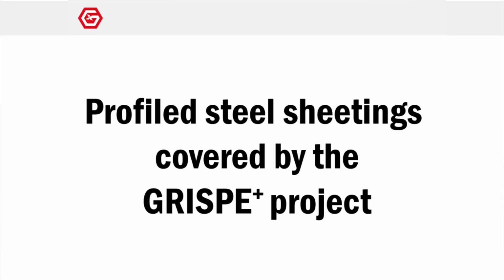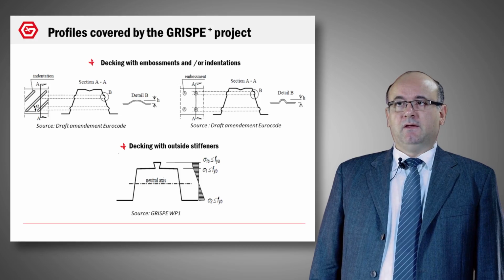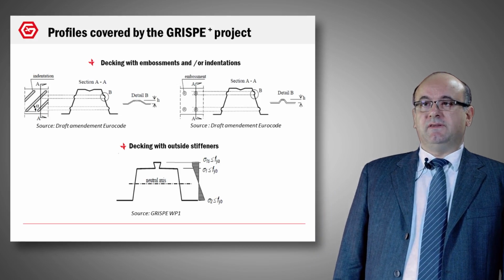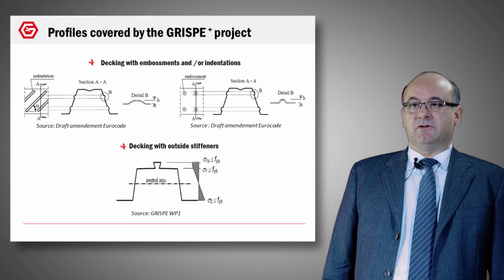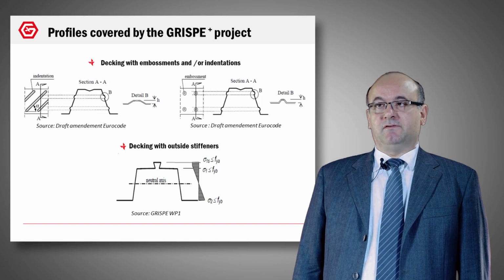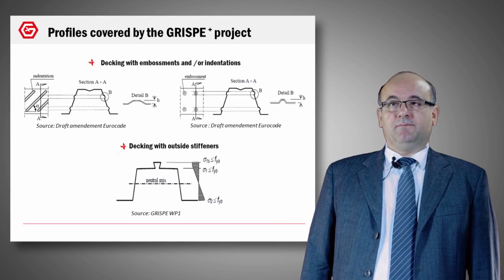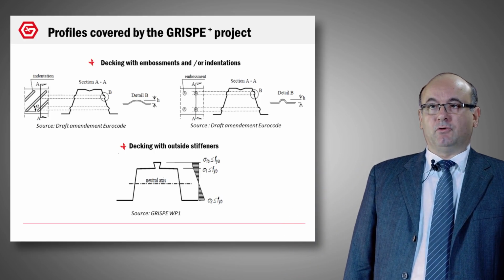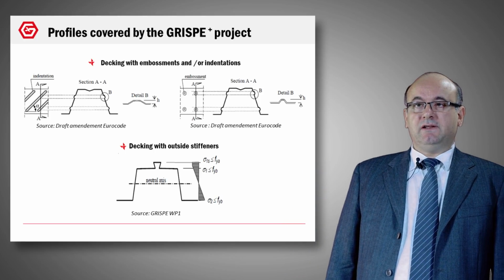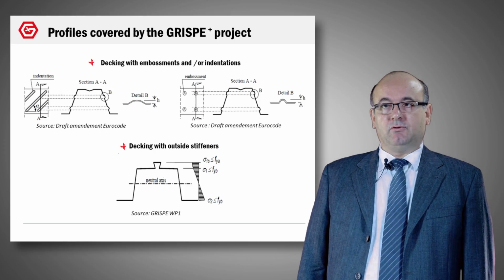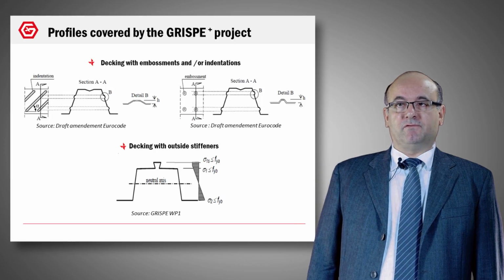Okay, now we are going to study the profiled steel sheeting covered by the GRISPE Plus project. The first family is the decking with embossment and/or indentation and the decking with outside stiffeners. Indeed, these profiles are covered by the Eurocode, but you can only design these profiles by testing today. You have no method to calculate these profiles.